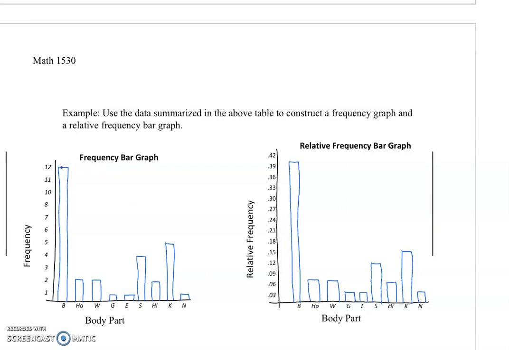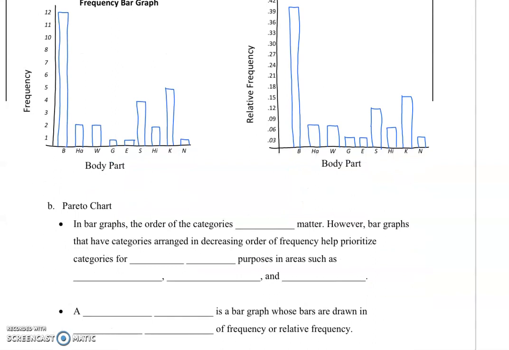So you notice the bars look exactly the same, right? In terms of which ones are taller and which ones are shorter. It's just the numbers are different. So let's move on and talk about the Pareto chart.